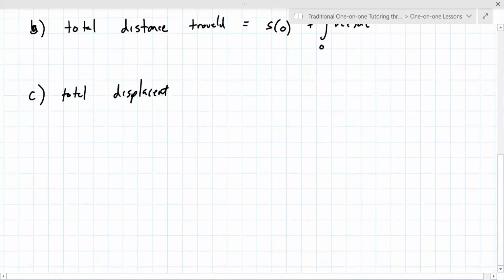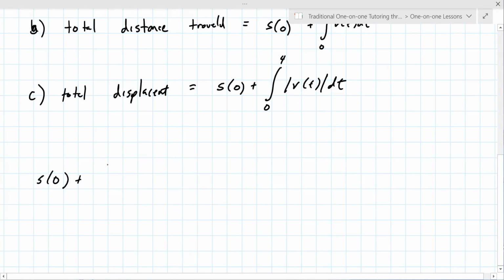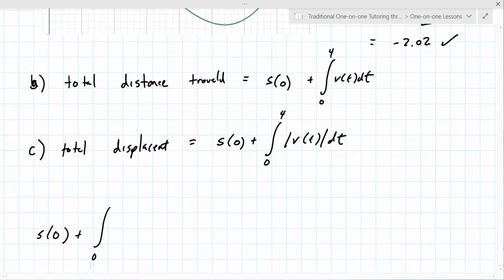Okay, so the shortcut here would be S of 0 plus the integral from 0 to 4 of the absolute value of v of t dt. So why don't you try that? And I'm going to write out the longhand form, and you'll see that we get the same answer when we're all done here, roughly, because I've got to use those points.